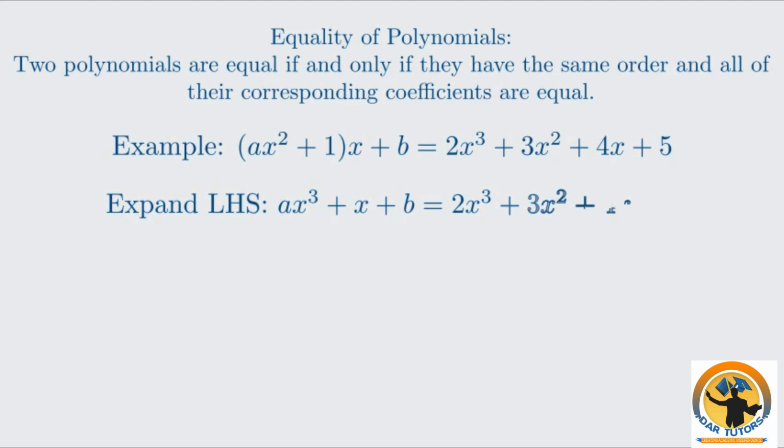Now we can compare the coefficients of the powers of x on both sides of the equation. Let's start with the highest power, x cubed. On the left, the coefficient is a. On the right, it's 2. Therefore, a must be equal to 2. Next, let's look at the x squared term. On the left, there is no x squared term, which means its coefficient is 0.